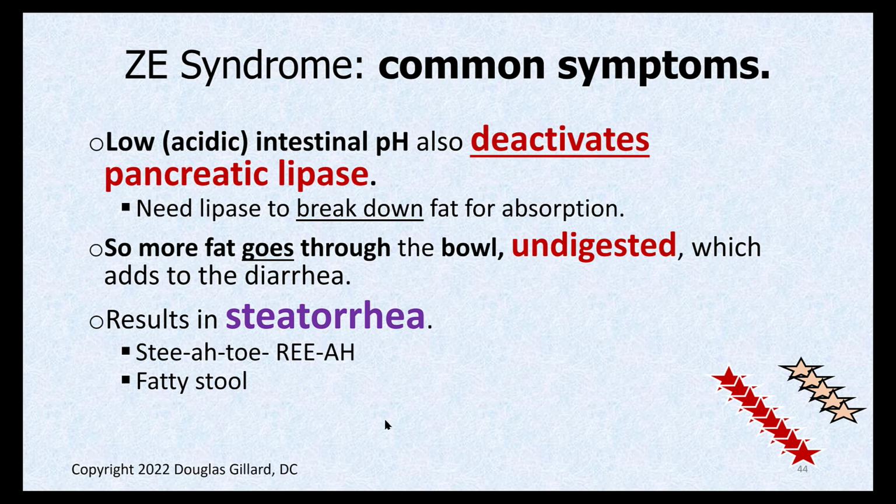So what's another problem that can happen? If you have too much acid dumping into your duodenum and small intestine, the acid can deactivate pancreatic lipase, which comes out of the pancreas. We need pancreatic lipase to break down fats so we can absorb them. Without pancreatic lipase, you can't digest fat, and you have not only water going out into the toilet, watery stool, but you have really fatty stool going into the toilet. And fatty stool has a look to it and a name to it. The name is called steatorrhea.